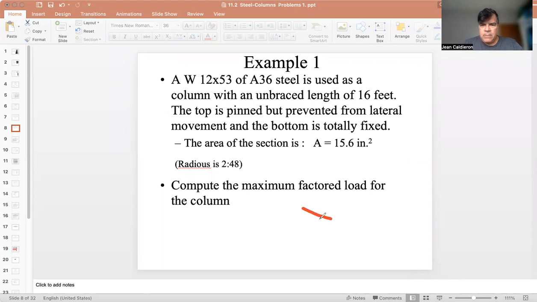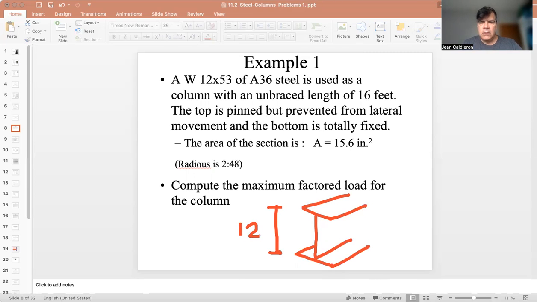That means the beam has a height, let me draw it here, of 12 inches. And 53 is the weight. The weight of what? We imagine that this column is cut and we have a piece of 1 foot. And we have the weight of that material, and in this case is 53 pounds. If the column is thicker, this number will become bigger, for example, 100 pounds. That means that the member is stronger.